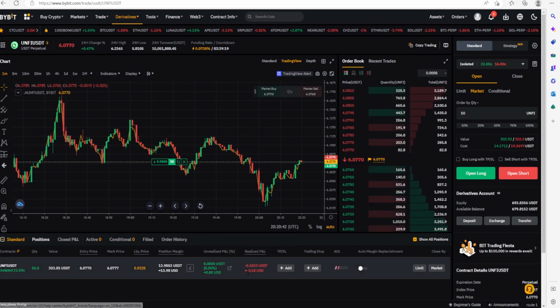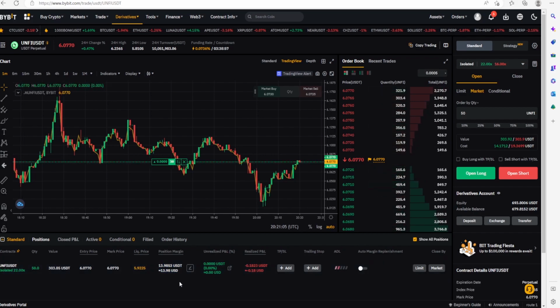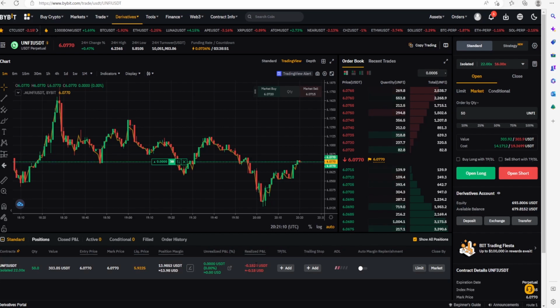You can see right away I realized 18 cents in a loss for a position that is $303. Okay, so if I want $303 exposure in Unify, OnFi or whatever it's called, then I require $13 in margin because I've set it to 22x leverage. And this will cost me to open this position, okay, because I had to buy from the first person selling. It cost me 18 cents in fees. Okay, so that's also something to take into account. The more leverage you use, the more significant the losses from fees are.